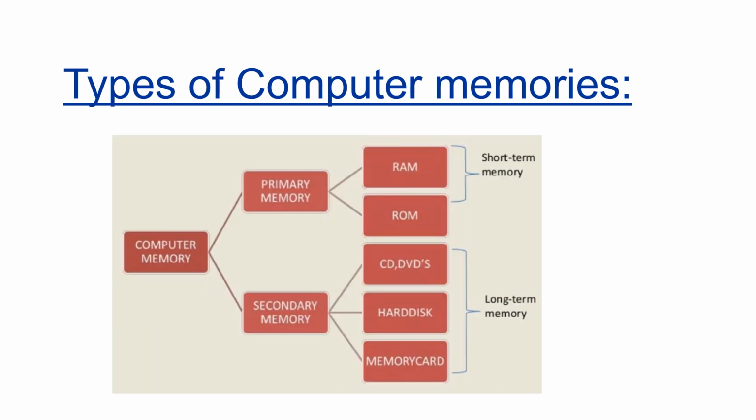Types of computer memories. Let's look into that. Computer memories are classified into two types, primary and secondary. Primary memories are basically short-term memories and they are RAM and ROM. RAM is random access memory, ROM is read-only memory. Secondary memories are also called long-term memories and they can be CDs, DVDs, hard disk and memory card.